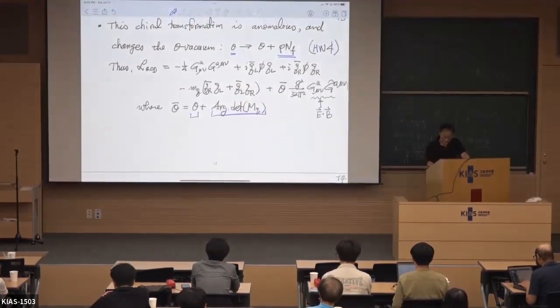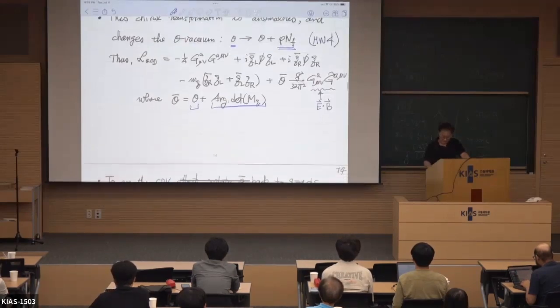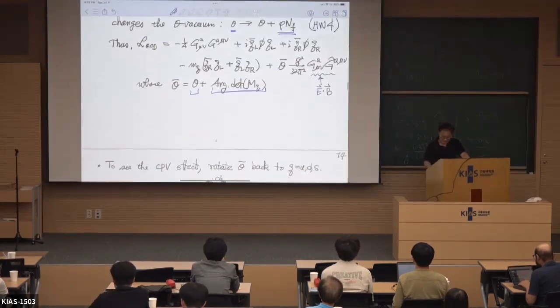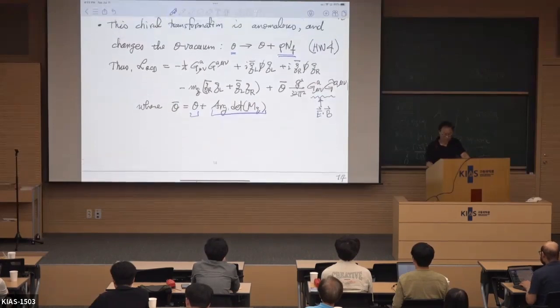So now the anomaly term is a combination of the theta value and the phase in the quark mass matrix, which is nothing but the argument of the determinant of the quark masses.